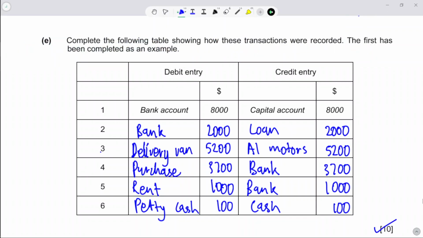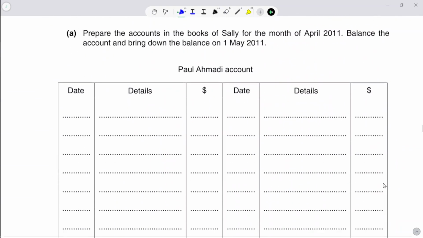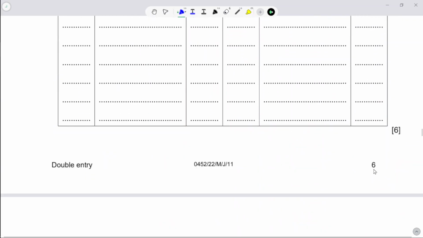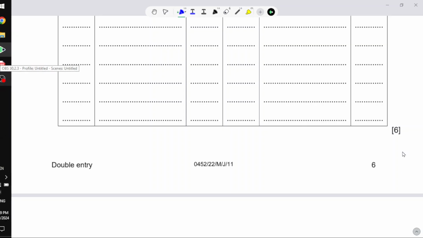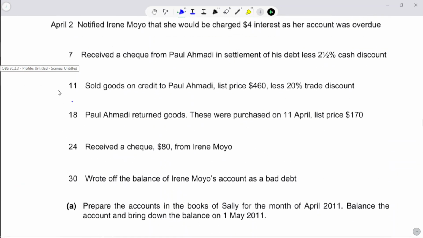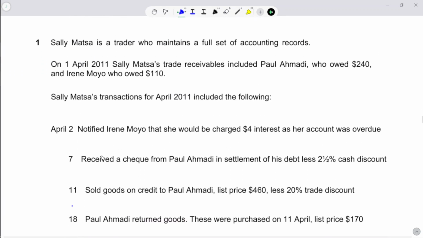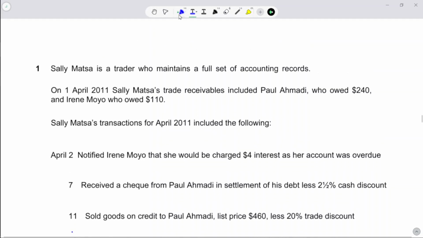Now let's go to the next question. The next question is at page number 6. Now let's do the question. Let's see the first line. Let's recap. Remember, first we draw two lines, then debit, credit.